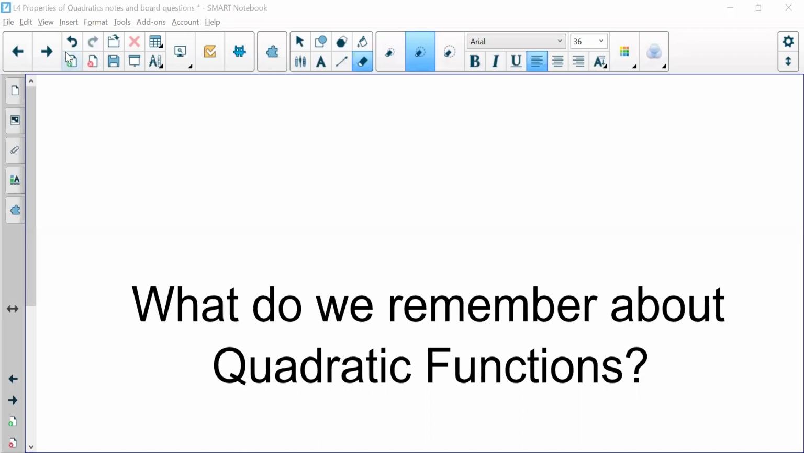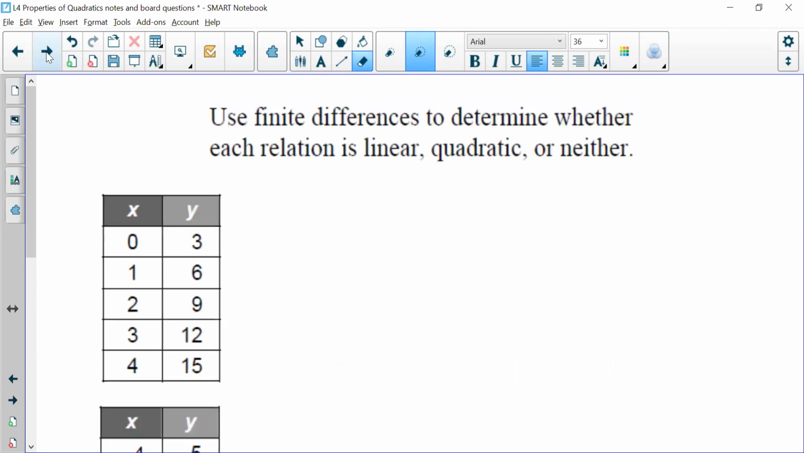We just went over all the things we remember or vaguely remember about quadratic functions. I'm starting here with finite differences. First and second differences is probably how you've heard that referred to before. And this is how we can just look at a table of values to determine what type of function this table of values is without graphing it.